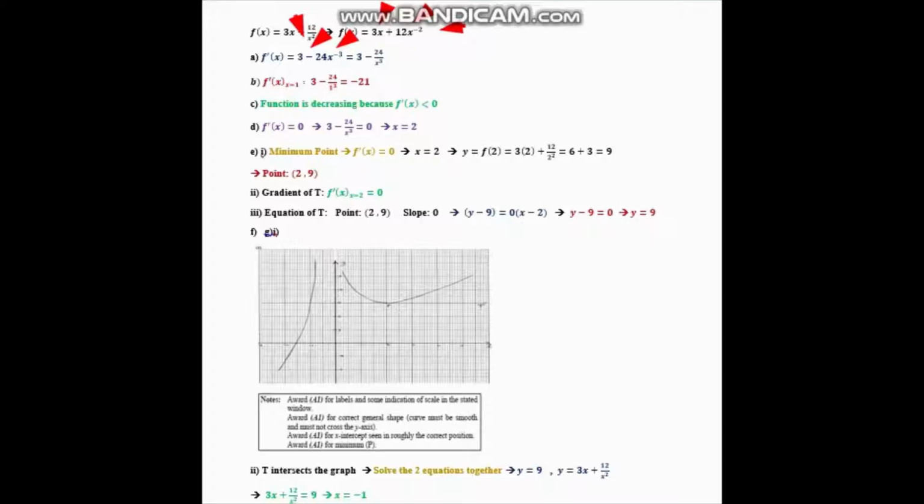I've also rewritten the derivative in terms of a positive exponent for x cubed. So I've taken it to the denominator. Instead of 24x to the power of negative 3, I have 24 over x to the power of 3. And they mean the same thing. I like to write every function in both forms because you never know which form shall be more useful in the consequent questions.